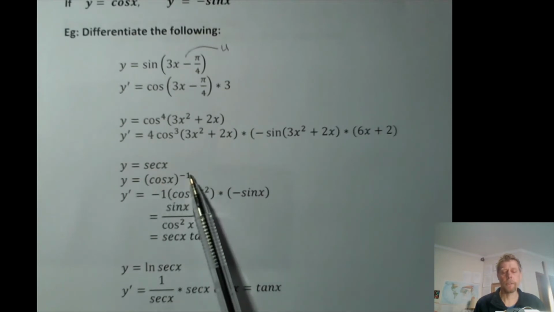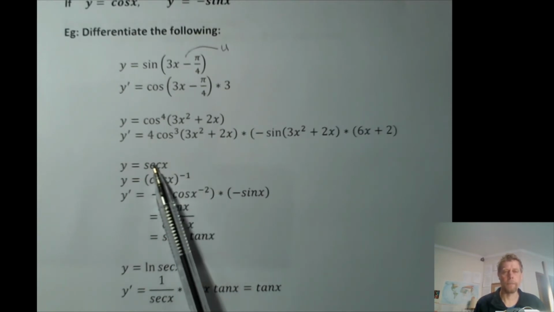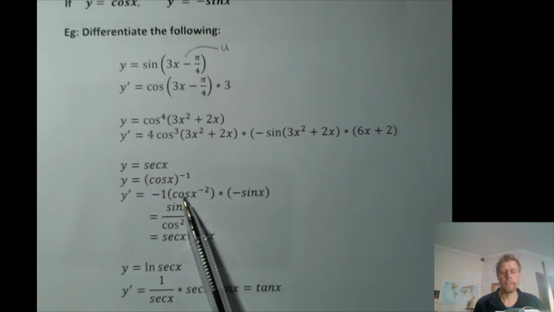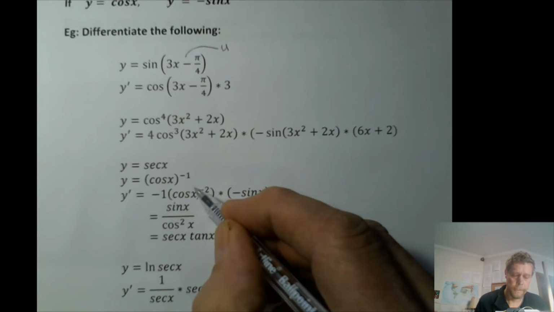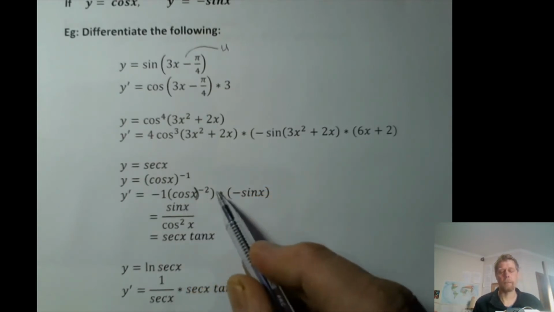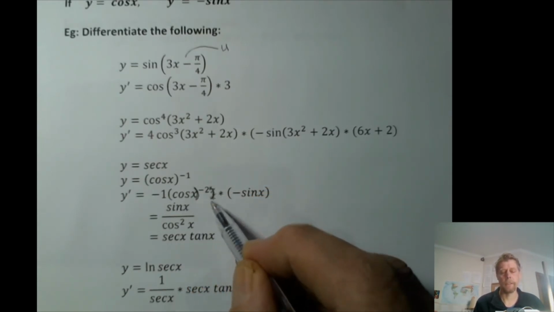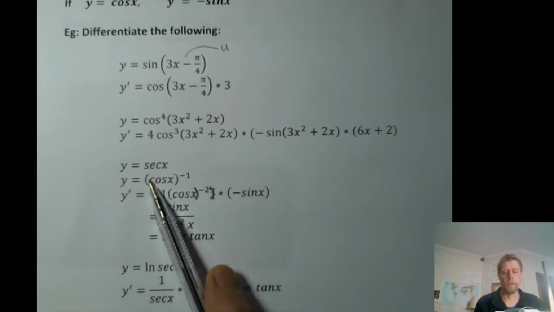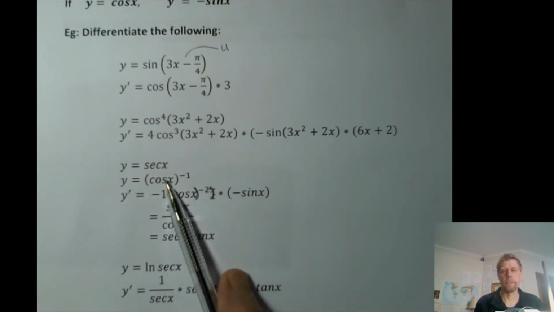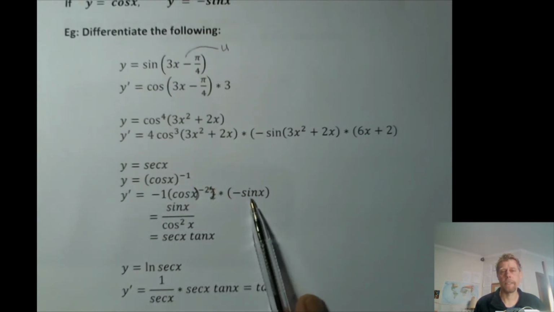So u to the minus 1 gets differentiated. You bring the minus 1 to the front and it becomes cos of x to the minus 2. Okay, that's not quite correctly written there. So it's cos of x to the minus 2. We can take that bracket away. Okay, then we must differentiate the u part, which is cos x. If you differentiate cos x, it's minus sine x.